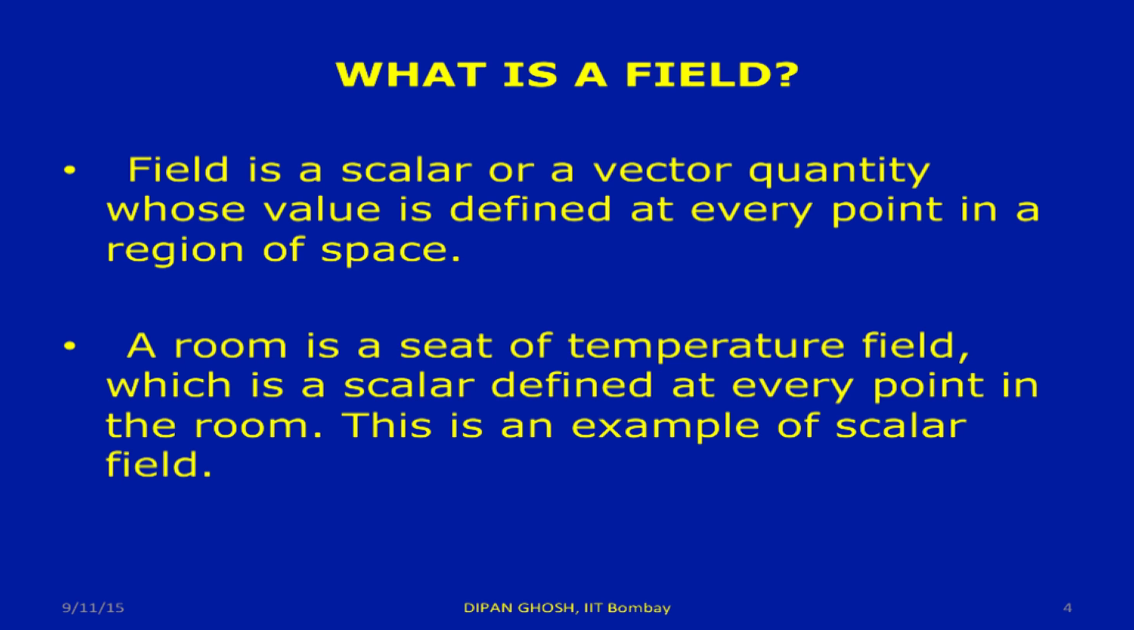Now, a field could be a scalar or a vector. The difference between a field, let us say a scalar field, and a scalar quantity is that the field is defined at every point in space in a particular region of space. For instance, if I take this room as a region of space of my interest, then at every point in this room, I can define several fields.